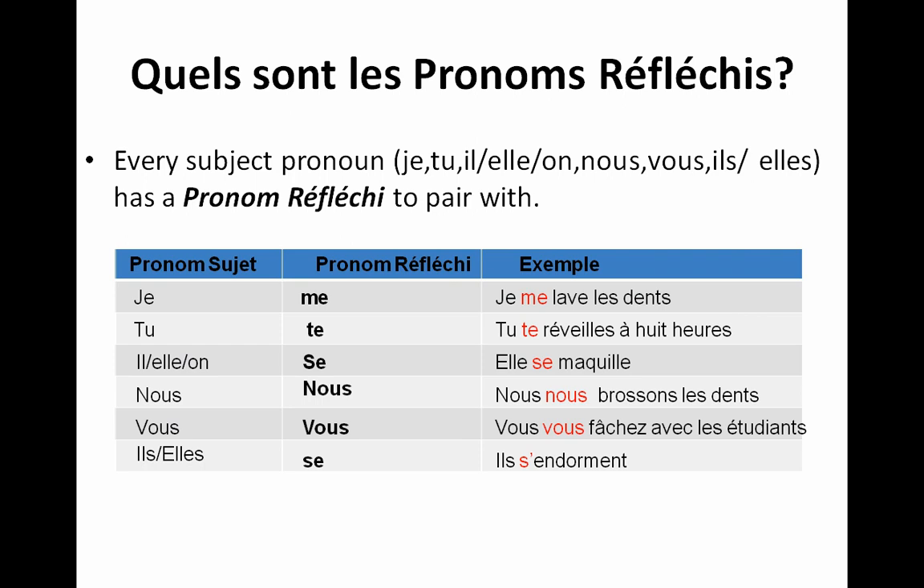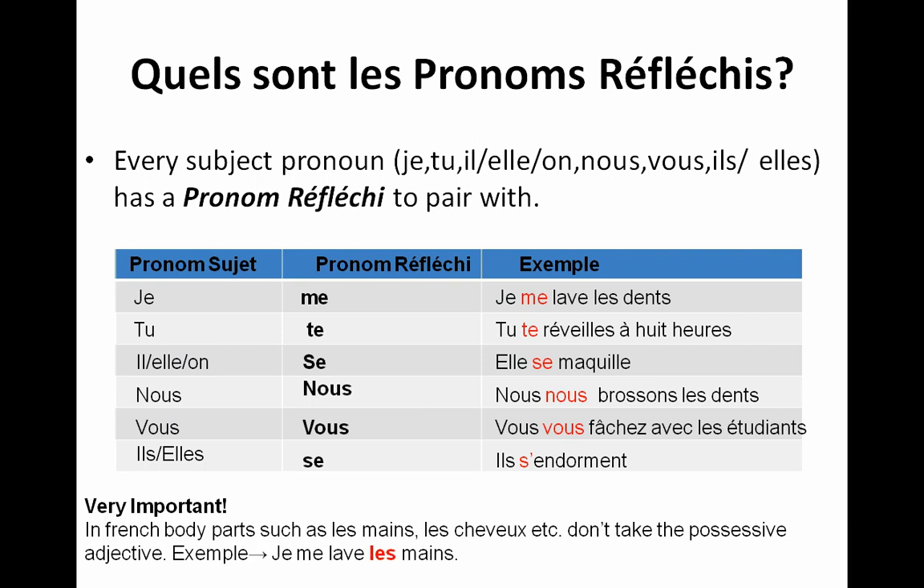Okay? So same thing for les dents. Les mains. Je me lave les mains. I wash my hands. You don't use the possessive. In French, you use just an article in front of the direct object. So this is very important, and I specified underneath here. In French, body parts such as les mains, les cheveux, etc., don't take the possessive adjective. Example, je me lave les mains. Okay, not mes mains, les mains.